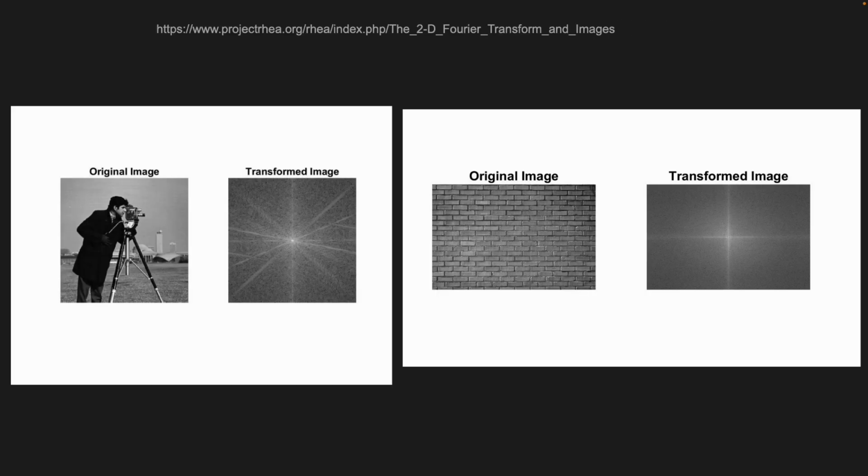Here's an example of images and their Fourier transforms. In the image on the right, you can see lines in the brick occurring at steady spatial frequencies. This translates to the Fourier transform having more information in the vertical and horizontal axes.